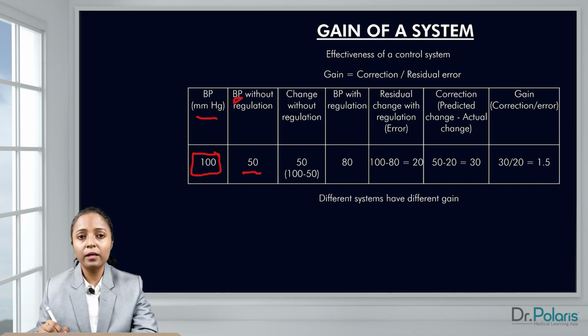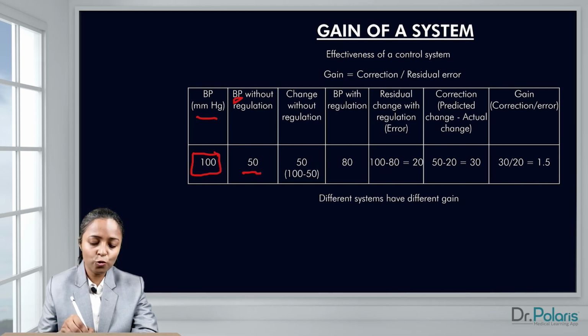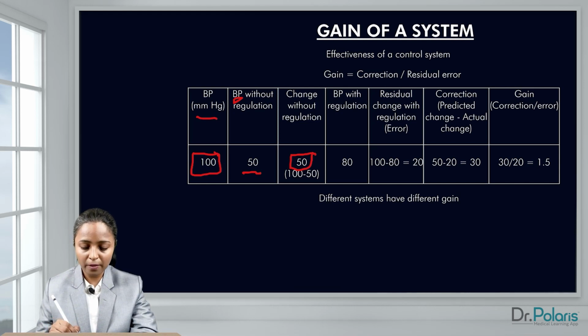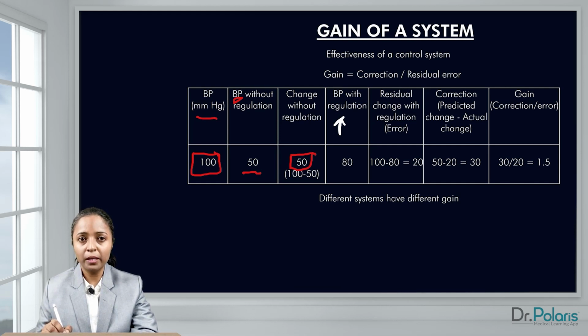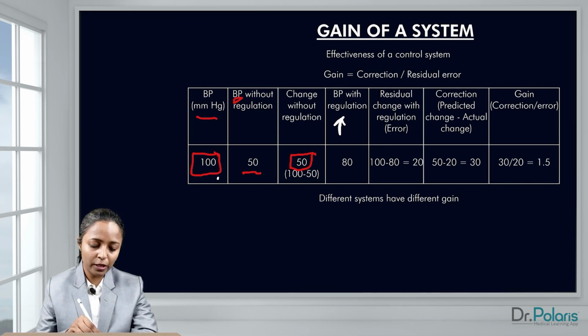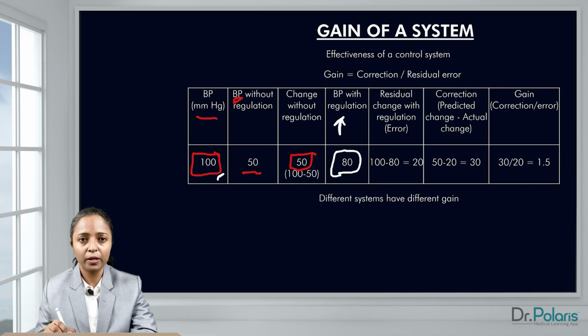But that is when there is no regulation. That means the control system which we are talking about doesn't exist, right? So that means change without regulation. If the system is not there, that is 50 millimeter mercury. We have to just subtract 50 from 100. But in case the system exists, the system will try to bring it back towards normal, but because of so much blood loss, maybe it doesn't bring it back to 100 millimeter mercury, but brings it back only to 80 millimeter mercury, right?